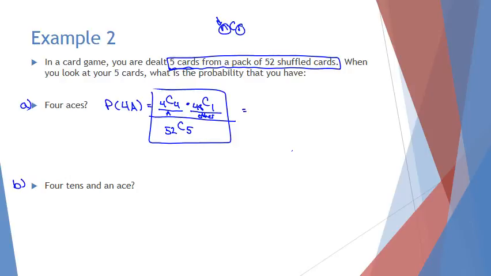Okay, B, 4 tens and an ace. Okay, so probability of 4 tens and an ace. I'm just going to put A here, guys. I'm not going to get too fancy with that. So favorable, 4 tens. So I need the tens. And then we need an ace. So again, I'm bringing fundamental counting principle into this. So how many tens are there? Well, there are 4 tens in the deck, and I'm going to need all 4 of them. And then how many aces are there? Well, there's 4 aces in a deck, but I only need 1 of them because that's going to make my 5th card.